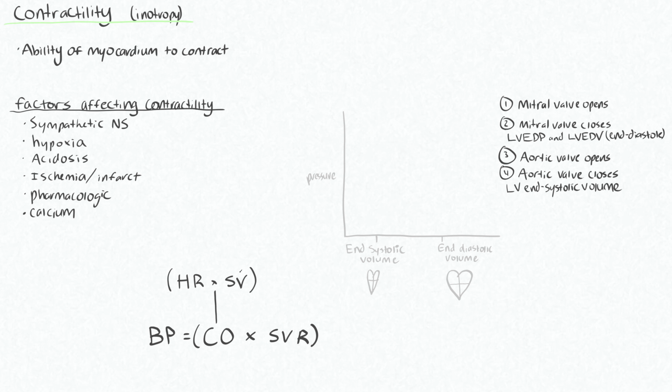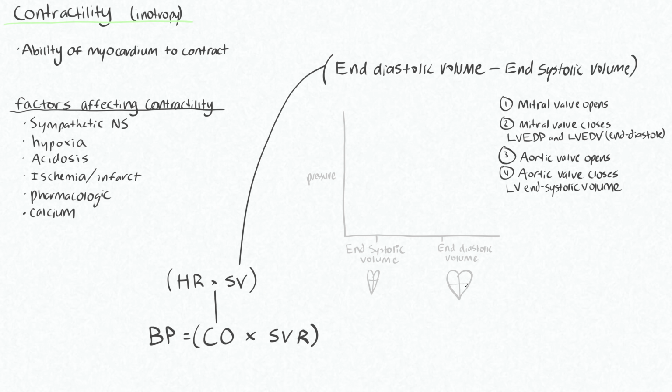We can further break down stroke volume into its determinants. The stroke volume is equal to what is in the heart at the end of its filling, so end diastole, or end diastolic volume, minus what's left in the heart after it's done ejecting, so end of systole, or end systolic volume. If there was 90 mils in your left ventricle at the end of diastole and only 20 mils left in your left ventricle at the end of systole, that means you must have ejected 70 mils. So your stroke volume there would be 70.